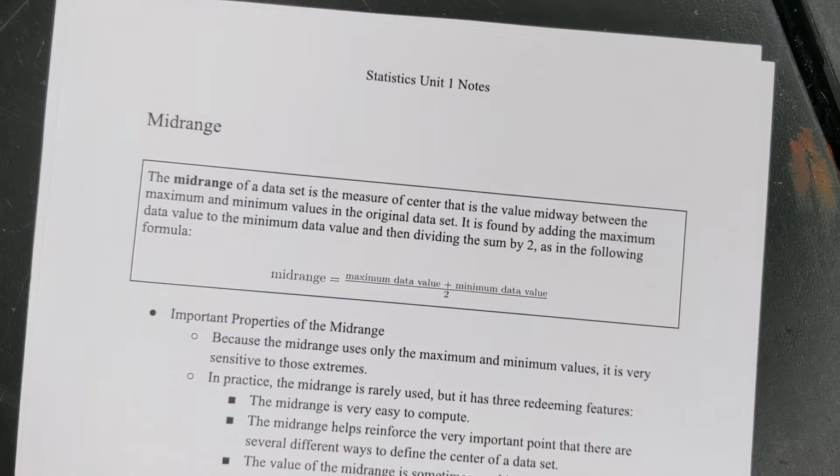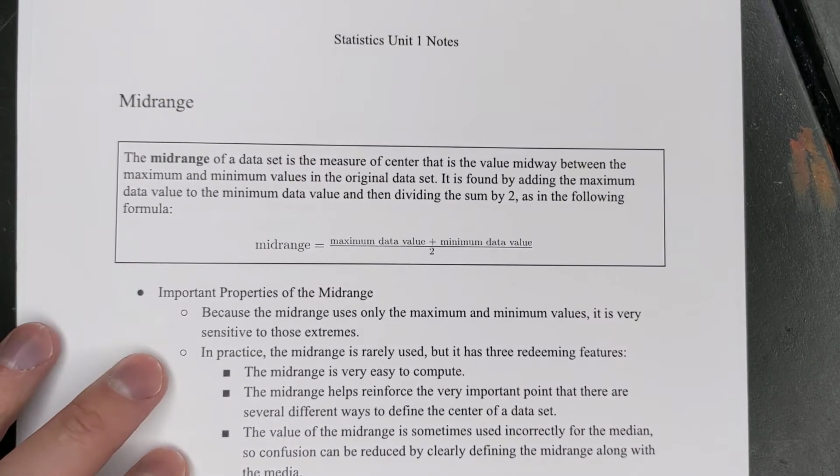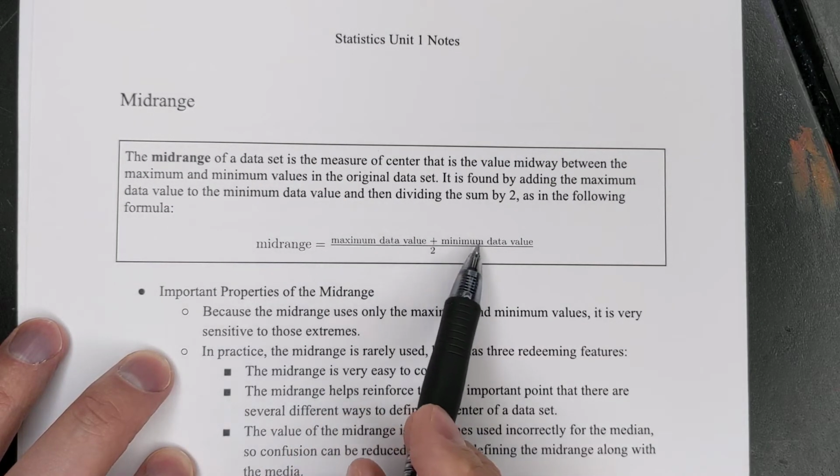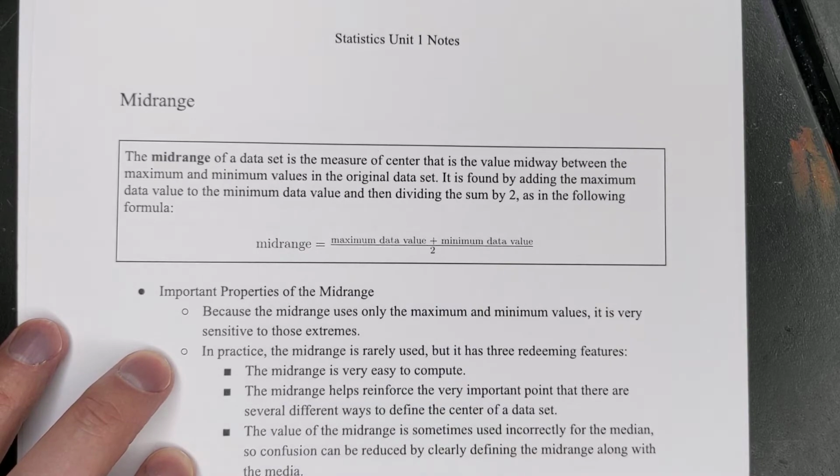Okay, so next we've got the mid-range. So the mid-range is the number that's halfway between the maximum and minimum values. So here you see mid-range, you take the maximum data value, you add the minimum data value, and you divide by 2. So it's the midpoint, essentially, of your set.